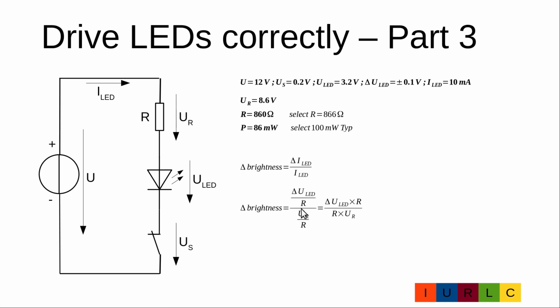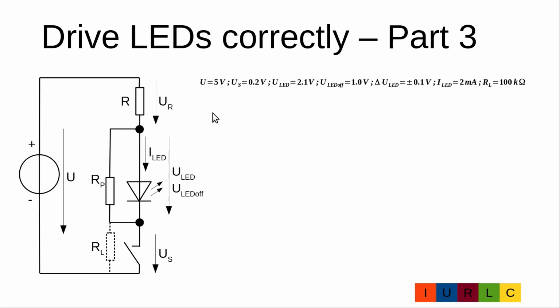Now we bring both parts onto the main fraction line, and we can then remove the R and get delta brightness is delta ULED divided by UR. With concrete numbers, we get plus minus 0.1 volt divided by 8.6 volt is plus minus 0.0116, which results in a brightness tolerance caused by the LED forward voltage of plus minus 1.16%.